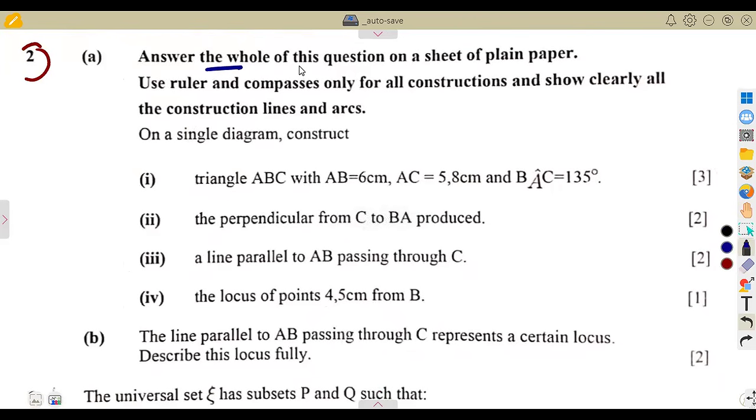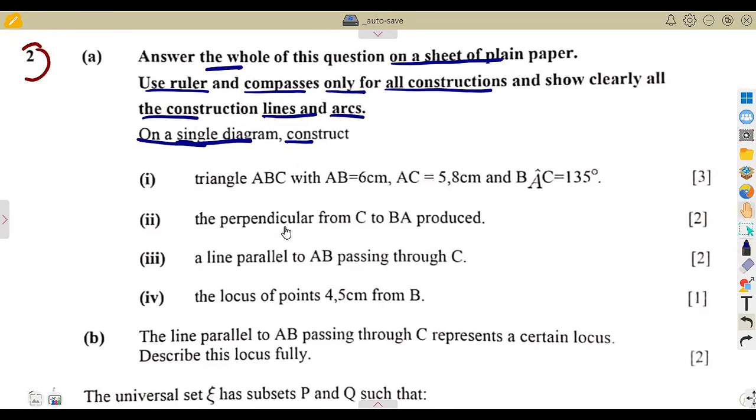Answer the whole of this question on a sheet of plain paper. Use ruler and compasses only for all constructions and show clearly all the construction lines and arcs. On a single diagram, construct on a single diagram. Everything is supposed to be on a single diagram.